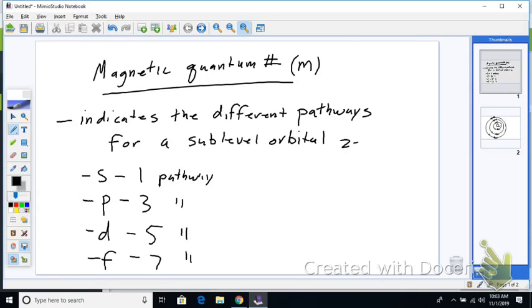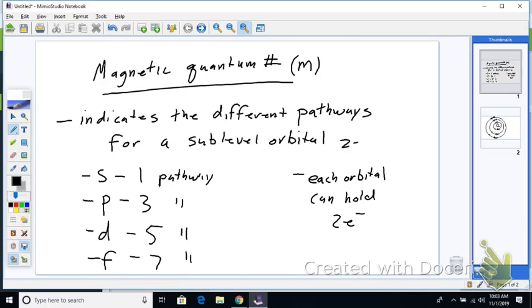And each orbital can hold 2 electrons. I think maybe I gave that to you yesterday, but I'm going to go ahead and tell you again today. Each orbital, where the electrons hang out, can hold 2 electrons.